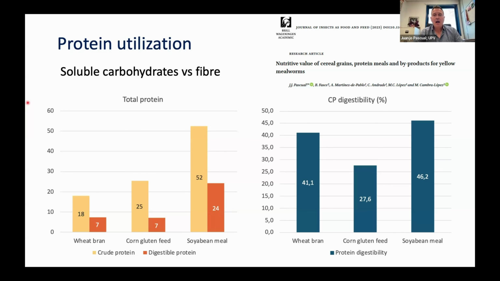For instance, although the wheat bran contains less crude protein than the corn gluten feed, the digestibility of the corn gluten feed protein is very low in comparison to the wheat bran. Finally, both raw materials provide the same amount of digestible protein, 7% in dry matter basis. Thus, the availability of the protein provided is also important to take into account.